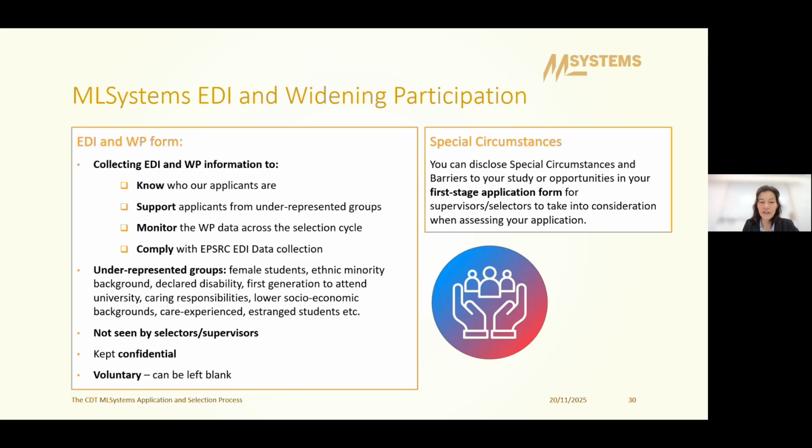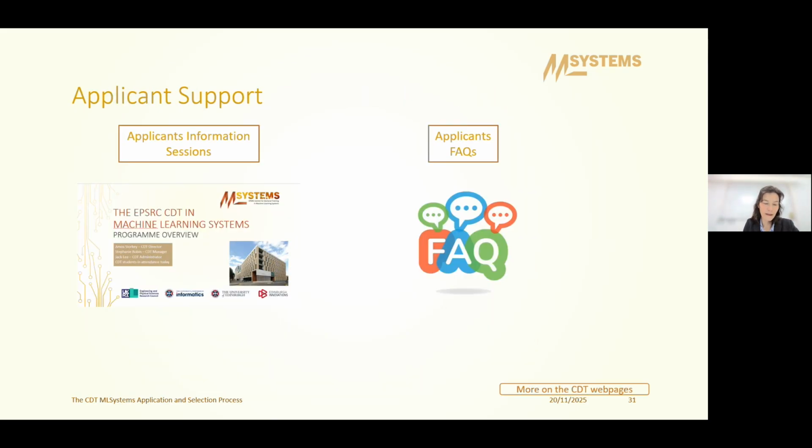We also have a special circumstances field on our first application stage, where you can disclose any circumstances and barriers to your study or opportunities. This is important for us to know, and this is disclosed to supervisors and selectors so that they can take that into consideration when assessing your application.